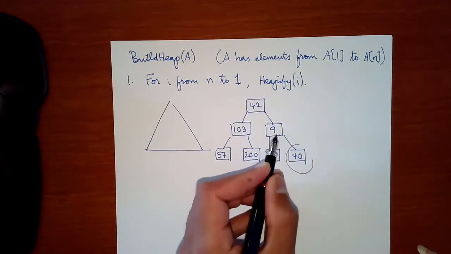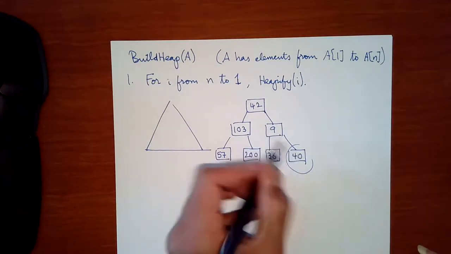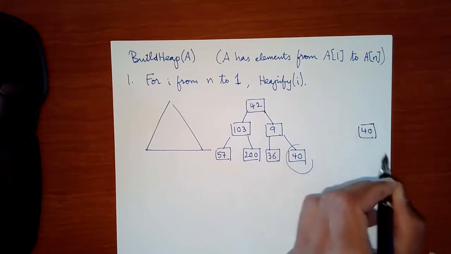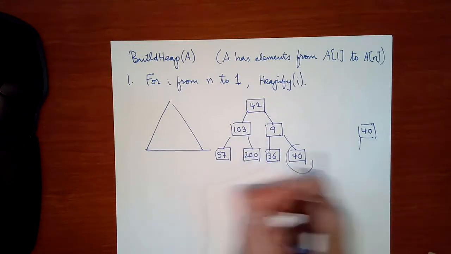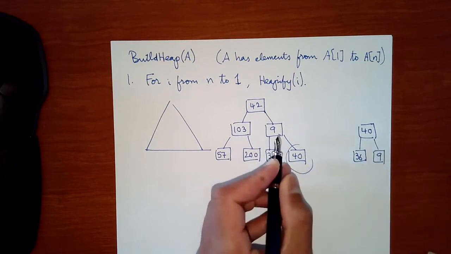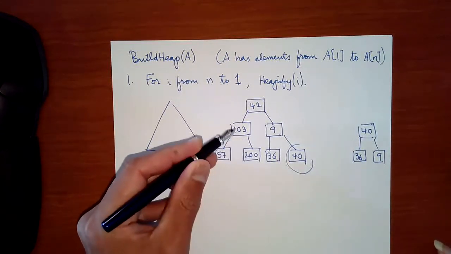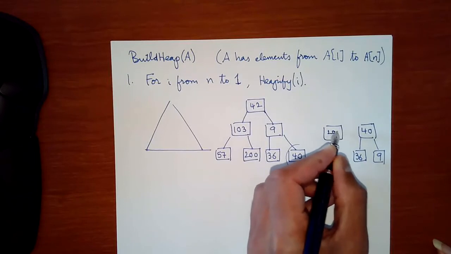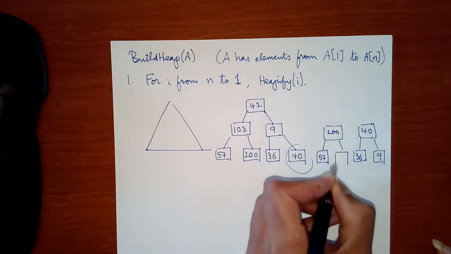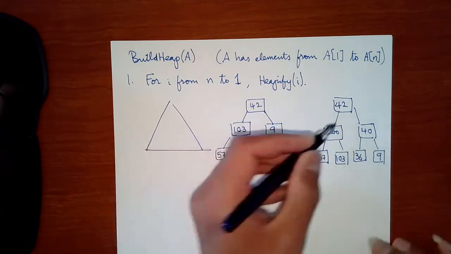Now you call Heapify here. Why can you call Heapify there? Because you know these are heaps. What it will do is swap with the 40, so it's going to make that 40, 36, 9. Then it's going to call Heapify on that. You know that these are heaps, so Heapify will work, and Heapify will put the 200 over there, 57, 103. So now this is a heap.